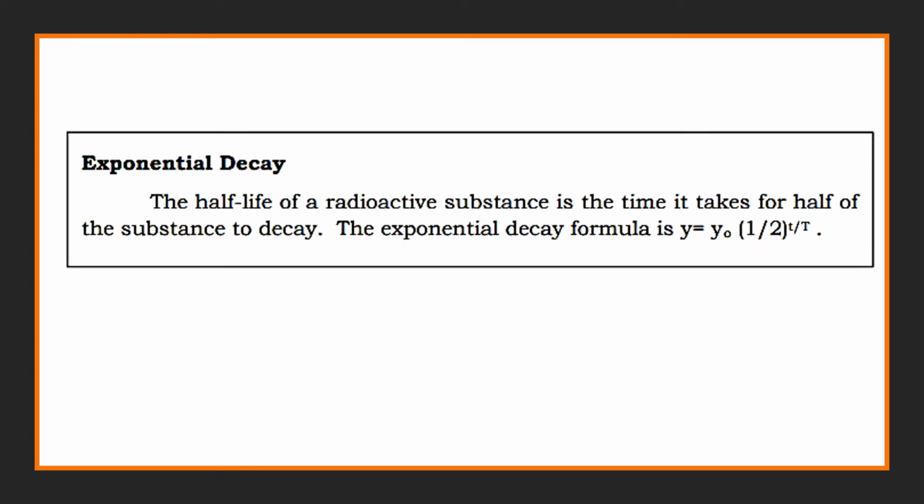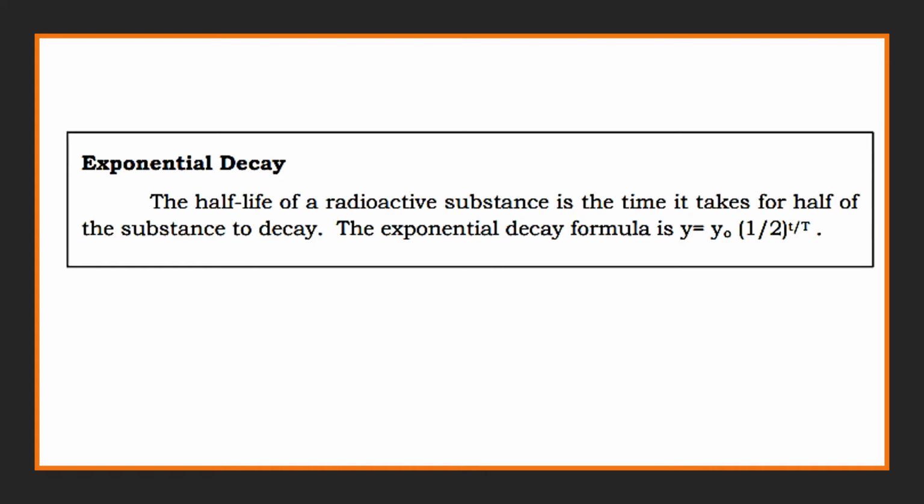Now, when we talk about exponential decay, the half-life of a radioactive substance is the time it takes for half of the substance to decay. The exponential decay formula will be y equals y sub 0 times the quantity 1/2 raised to t all over capital letter T. So, what do you notice here? Instead of 2, it became half because it takes half of the substance to decay for the half-life.